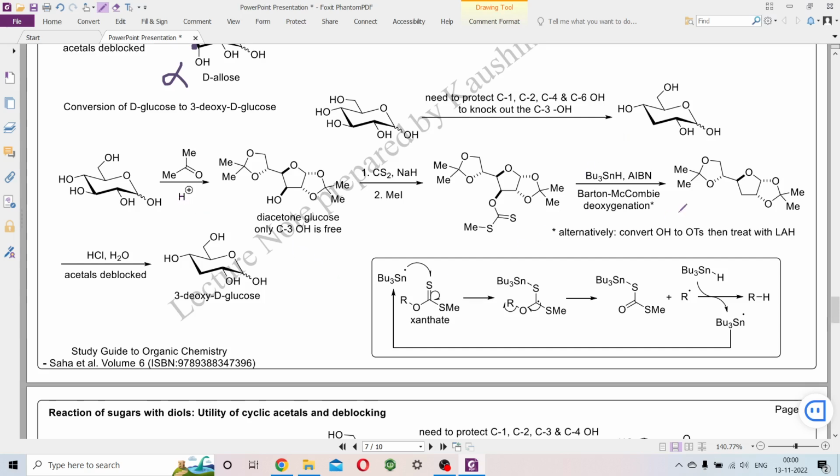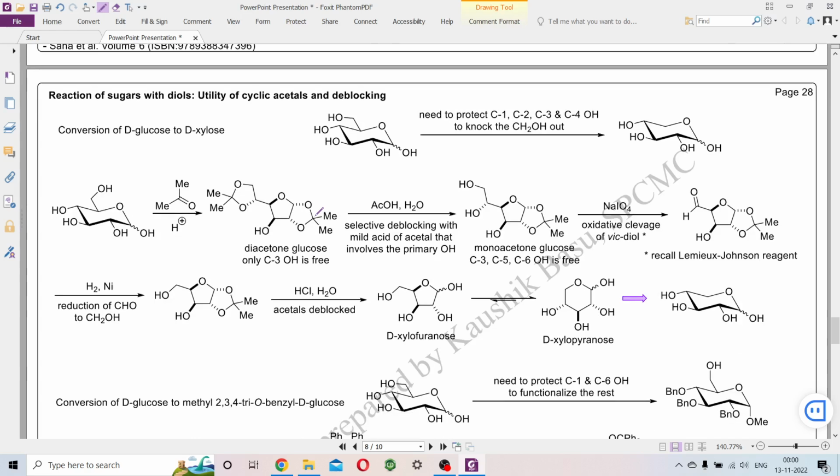So this is a rather fancy way of doing it, and I have incorporated this because maybe you will have utility of this thing in some interviews or something like that. But if you are not bothered about this thing, then it's no big deal. You can always convert this OH to hydrogen by some more conventional way.